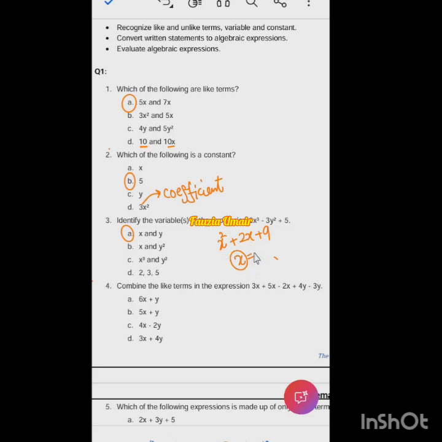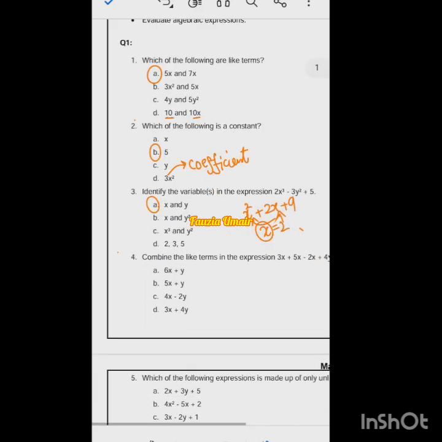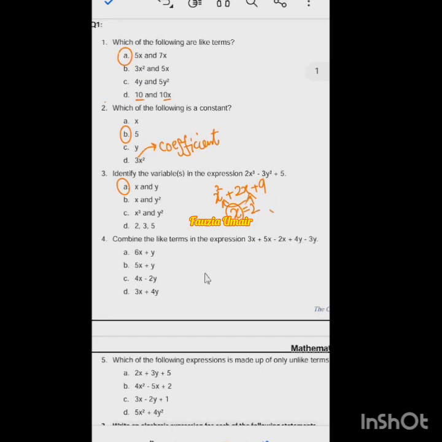If x is 2 now, so this 2 will go here as well, and the 2 will go here as well. So it's not that it's two different variables. It is the same variable, right? ठीक है? So that's why powers, we don't talk about powers here. So combine the like terms in the expression.